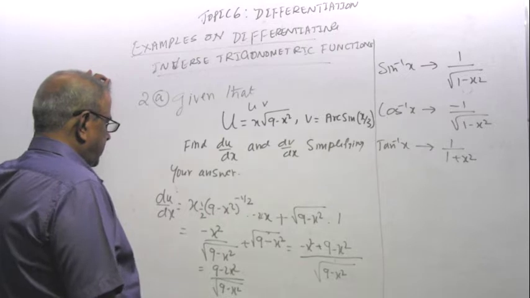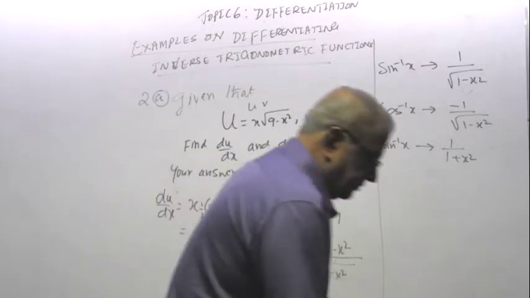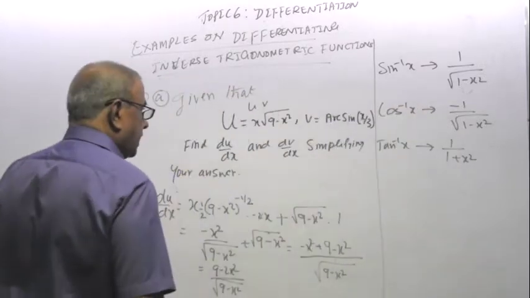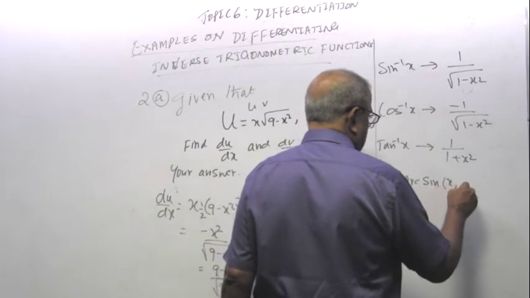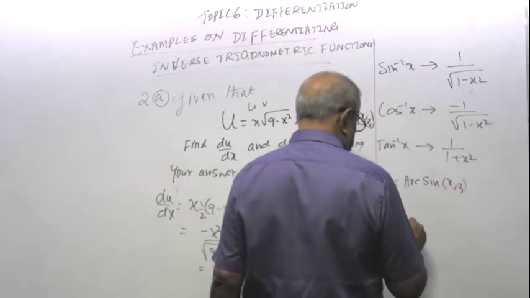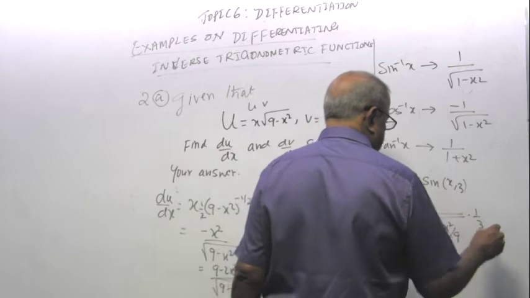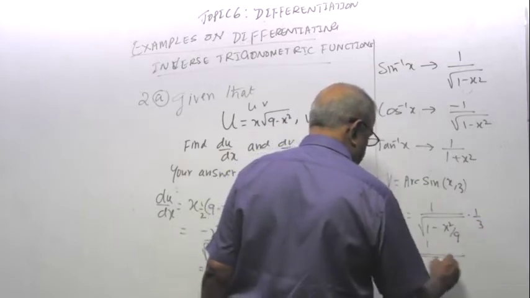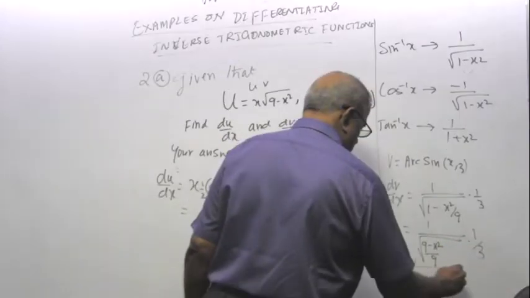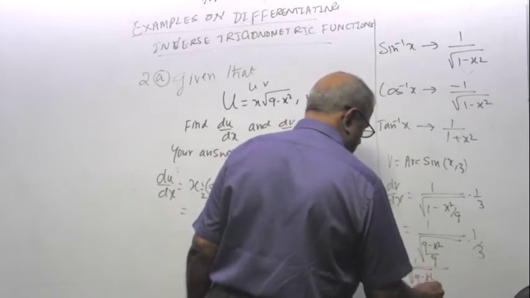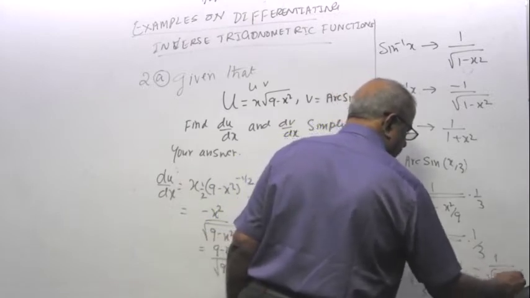I hope it's correct. Yeah. u is x root 9 minus x squared. And let me just do v here. v is equal to arc sine x over 3. So dv by dx gives you 1 over square root of 1 minus x squared over 9 times 1 over 3. Let's simplify that a bit. Root of 9 minus x squared over 9, that is root 9 minus x squared over 3, times 1 over 3. The 3 and 3 will cancel. You get 1 over root 9 minus x squared.